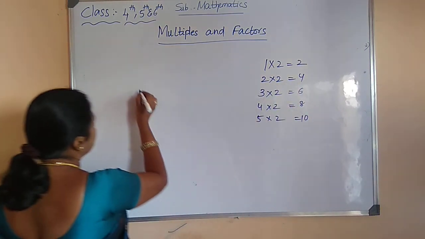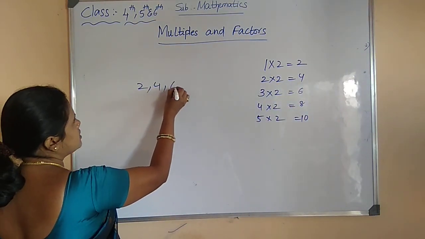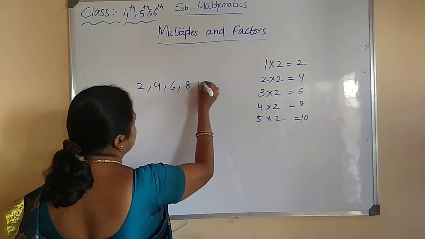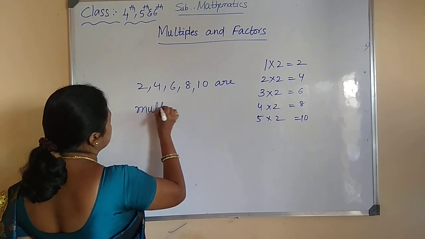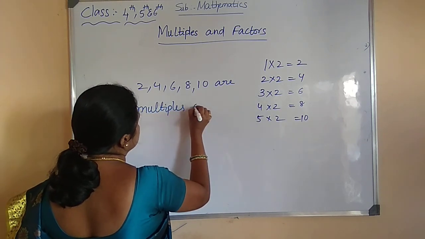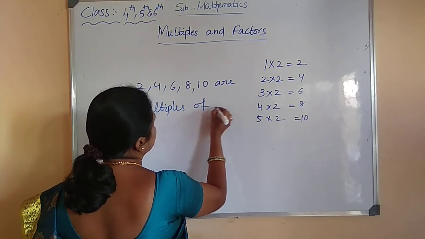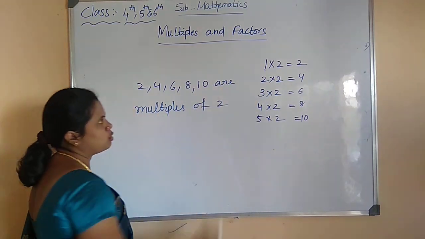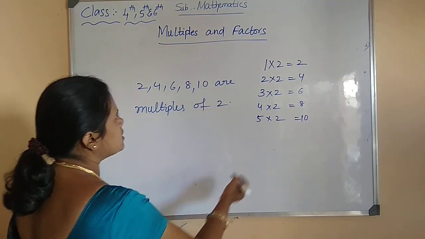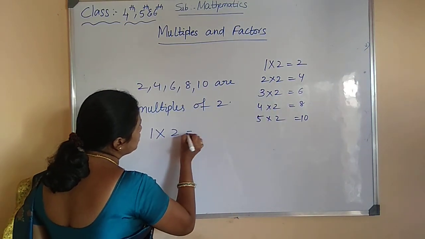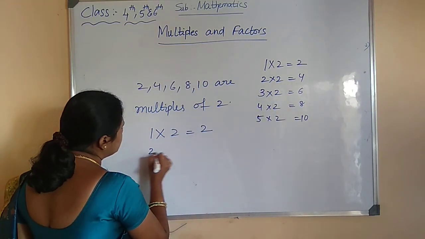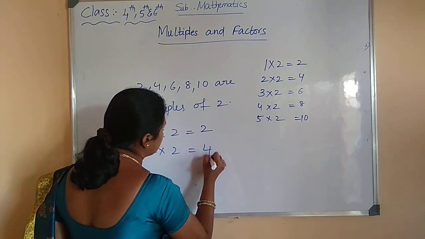See here, observe. 2, 4, 6, 8, 10 are multiples of 2. Okay, means see, and this is called, you can say here 1 into 2 is equal to 2. 2 into 2 is equal to 4.